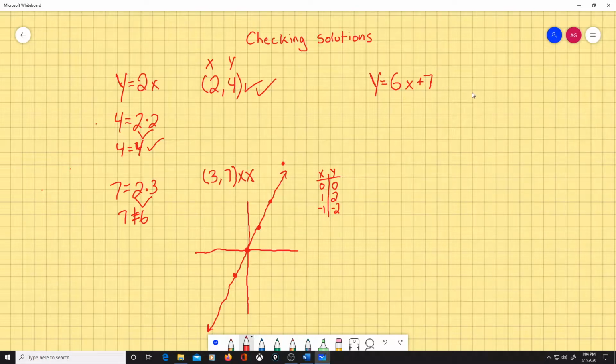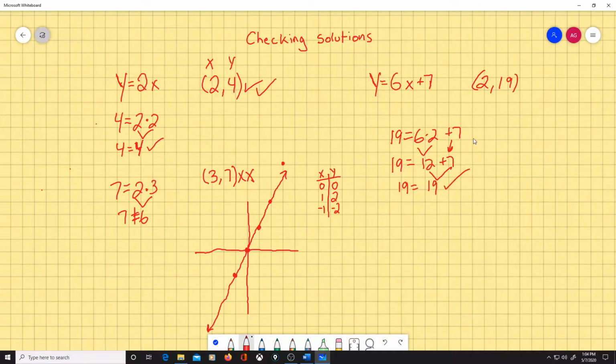So let's look at this one here. Let's say we're given something like x is 2, y is 19. Again, we can check this by just substituting in the values. So let's say y is 19 equals 6 times 2 plus 7. So again, 19 is not changing. We're going to evaluate this first because it's multiplication. So 12 plus 7. Okay, just bring that one down. Then 19 is the same. 12 plus 7 becomes 19. 19 and 19, this is a true statement.